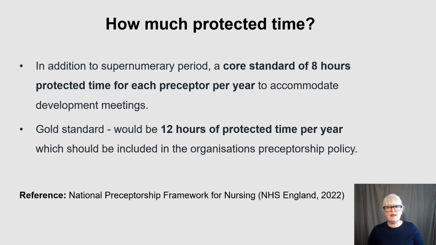Across employers, again, you may see differences in protected time. When you first start as a newly registered nurse or nursing associate, you should have a set supernumerary period where you're not in the rota numbers. And as the previous slide stated, it was 2 weeks ideally as a minimum. But a core standard of 8 hours protected time should be given to each preceptor per year to accommodate development meetings with the newly registered nurse or nursing associate. The gold standard would be 12 hours of protected time per year, and that should be included in organisations' preceptorship policy, and that is in the reference of the National Preceptorship Framework for Nursing.